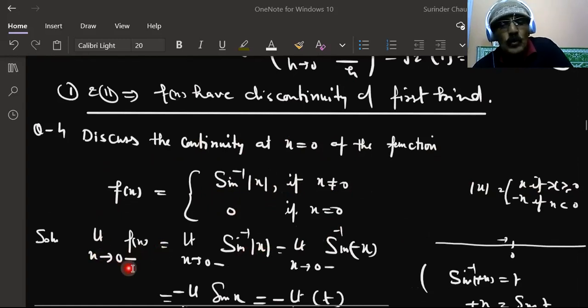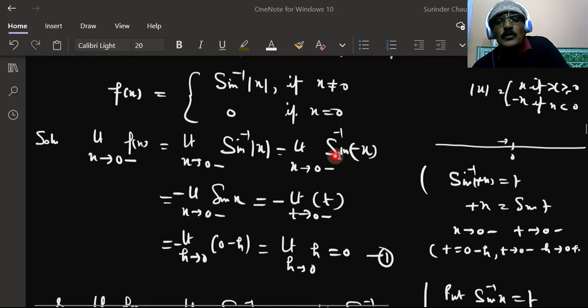Limit x tends to 0 from negative of f(x) is equal to limit x tends to 0 from negative of sin inverse of modulus x. Now x is less than 0, so modulus x will be minus x, and sin inverse of minus x is equal to minus sin inverse of x. So put sin inverse of x equal to t, so x is equal to sin t.